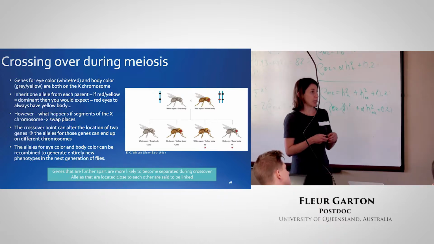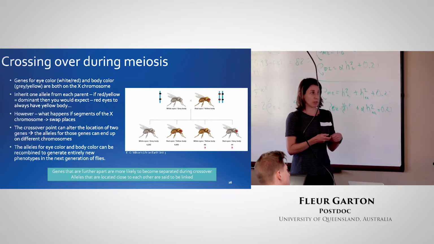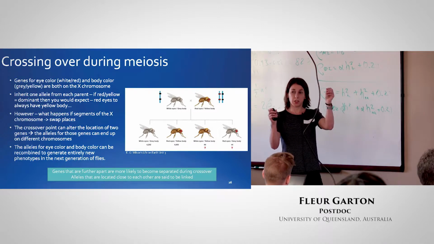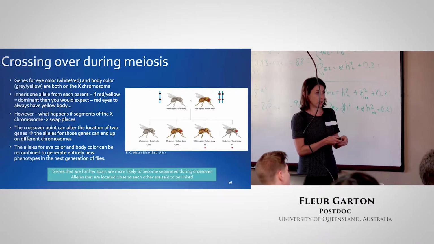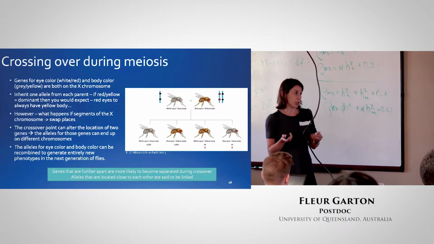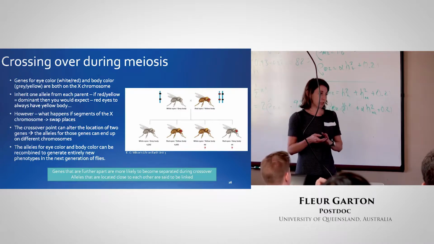What had actually happened here is that segments of the X chromosome had swapped places. This crossover point alters the location of 2 genes. This would have happened in the female. During meiosis, the X chromosomes would have lined up together. Then during this process of recombination, 2 areas of the genome would be broken by enzymes. Then during the repair process, they'd swap positions, and this is when you'd get this scenario. So the crossover point, as I mentioned, can alter the location of 2 genes, and they can end up on different chromosomes. This generates an entirely new phenotype in the next generation of flies.